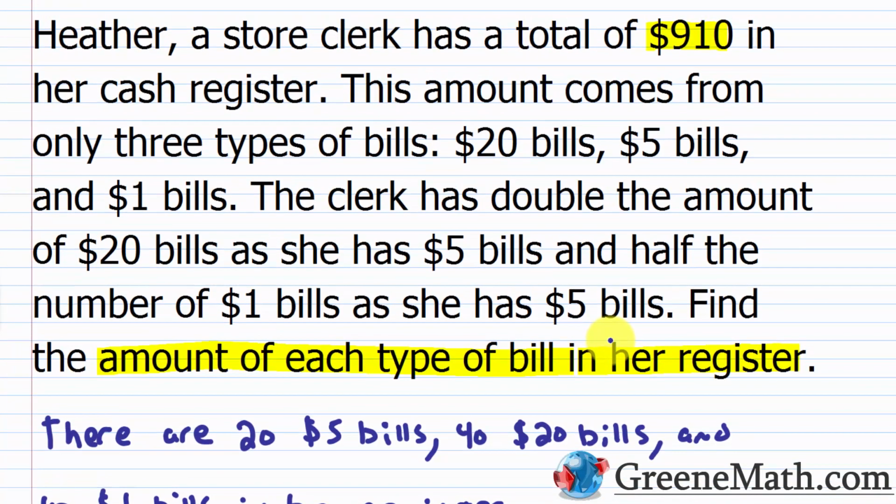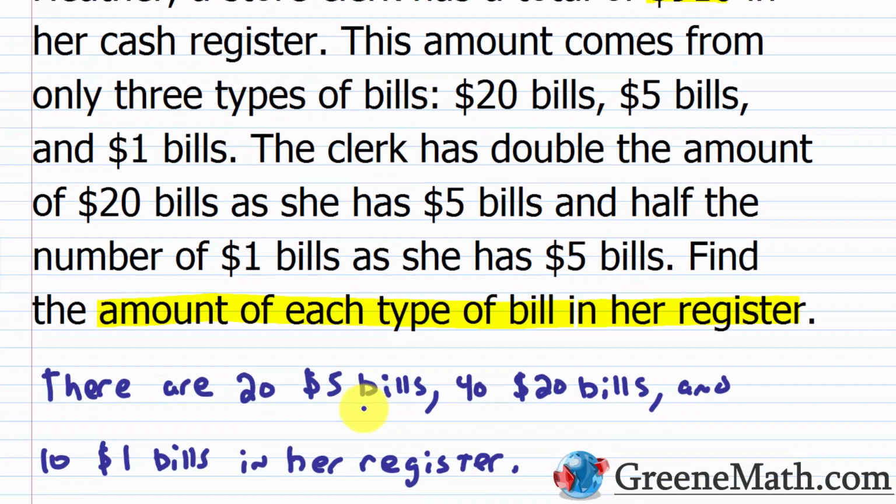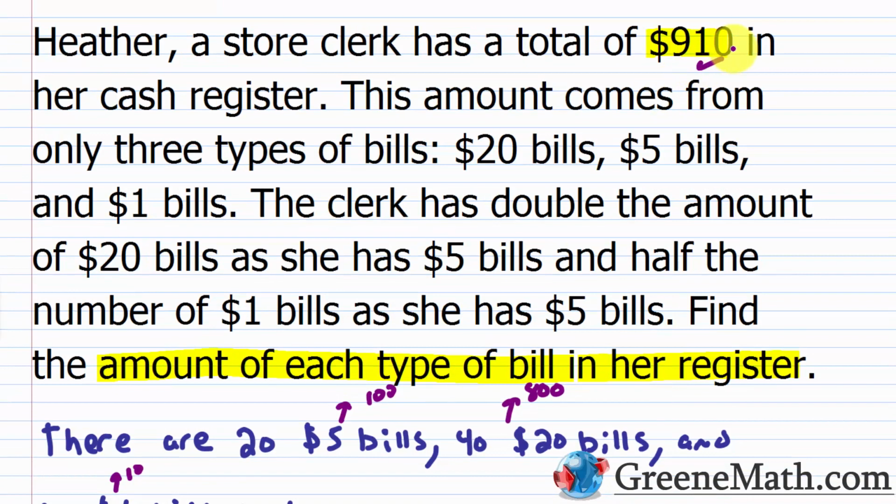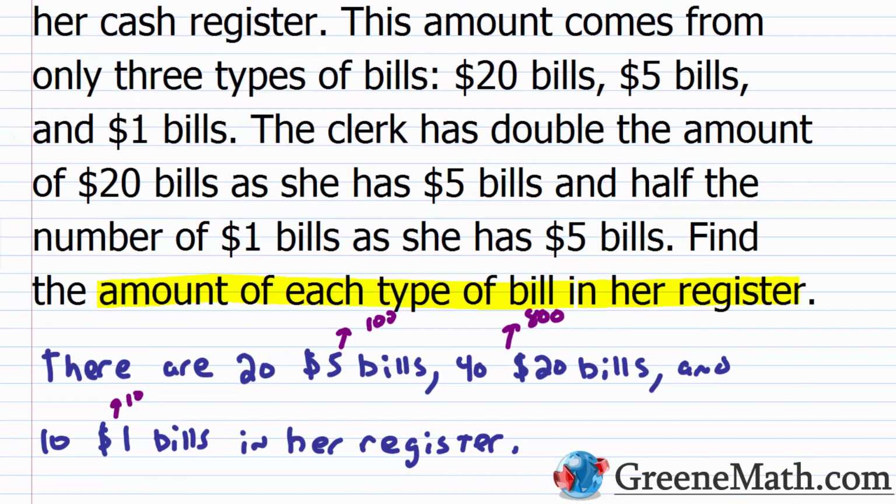All right, so let's check this and make sure it makes logical sense. So it tells us that, again, she has a total value of $910 in her cash register. So 20 $5 bills is $100. Let me just line this up and put this as 100. 40 $20 bills is $800. And 10 $1 bills is $10. So sum those amounts. 100 plus 800 plus 10 is 910. So this part's a check. Okay, that works out. It says this amount comes from 3 types of bills: $20 bills, $5 bills, and $1 bills. Good to go there. The clerk has double the amount of $20 bills as she has $5 bills. Again, she has 20 $5 bills and she has 40 $20 bills. So we're good there.